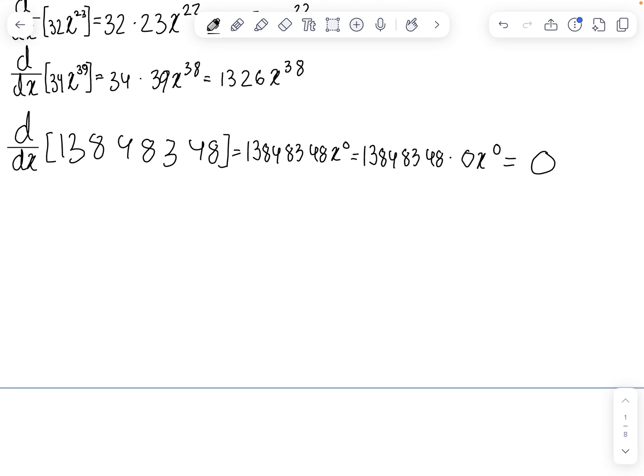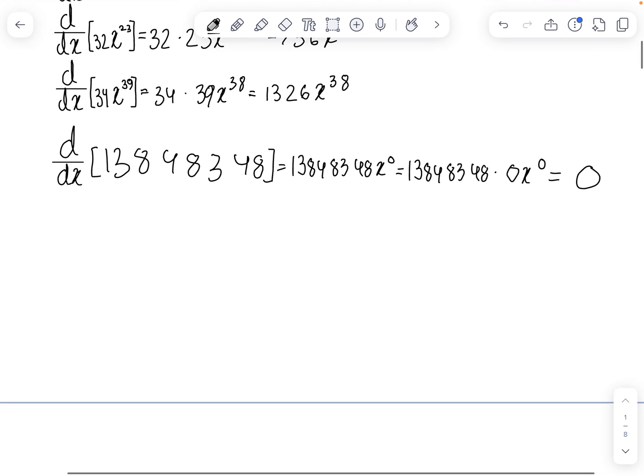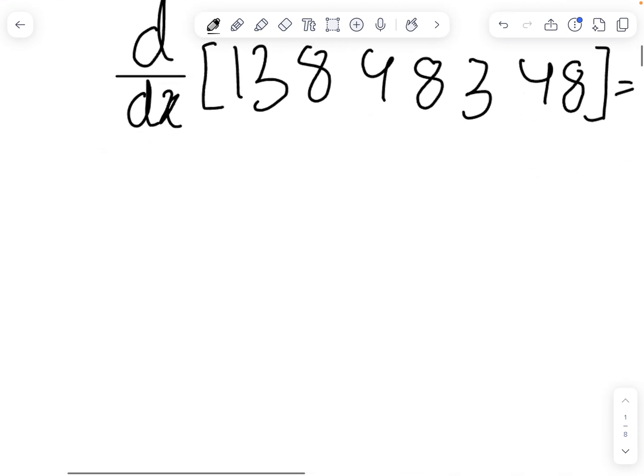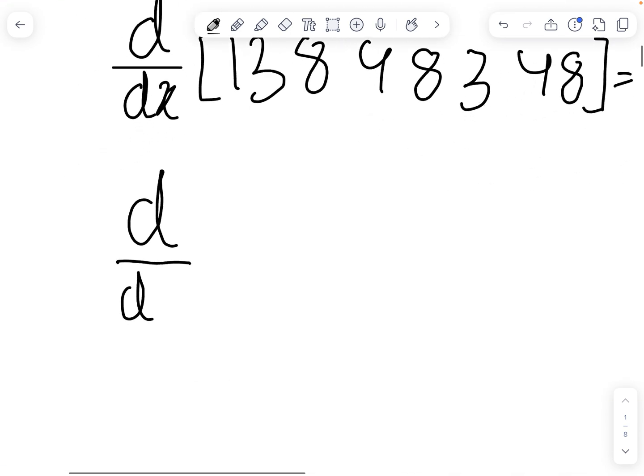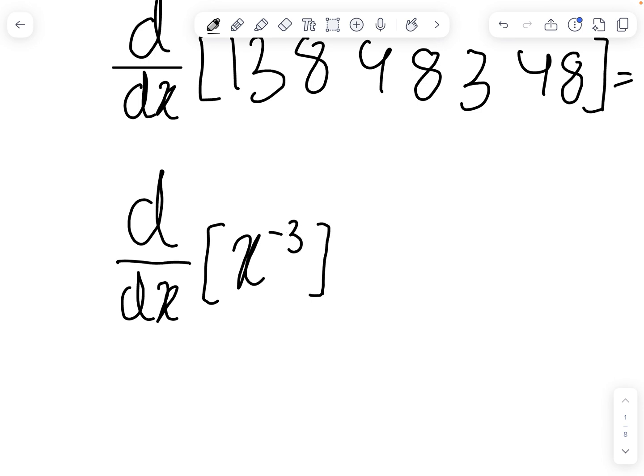Okay, let's move on to some harder questions. What is the derivative of 1 over x cubed? That is x to the power of -3. Take some time and apply the power rule.